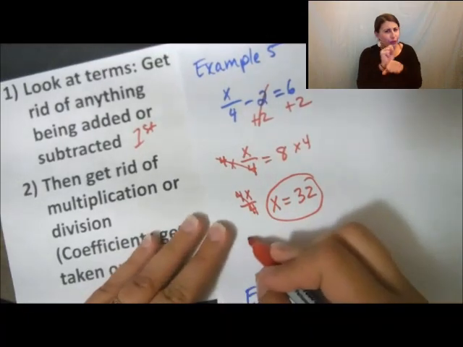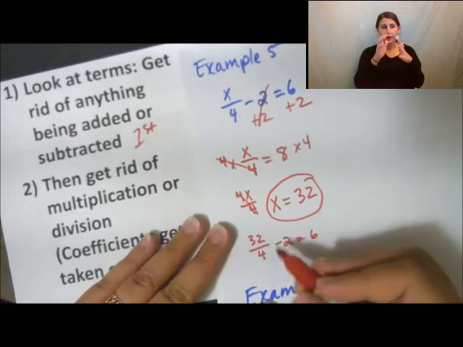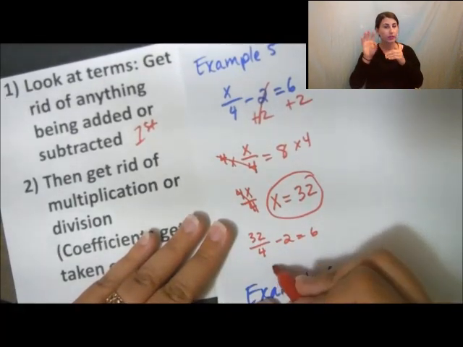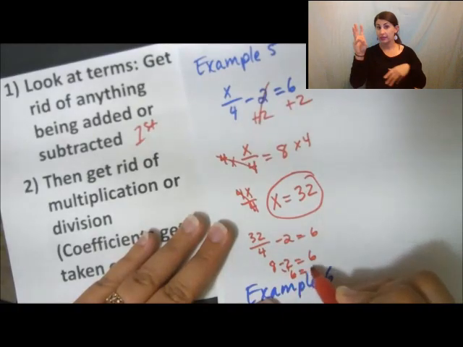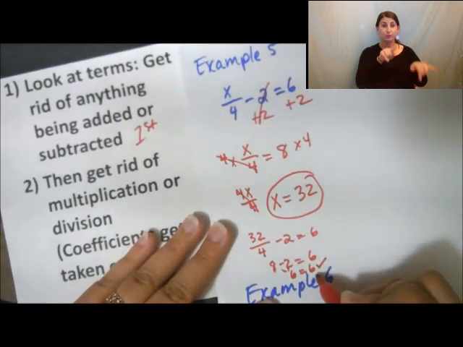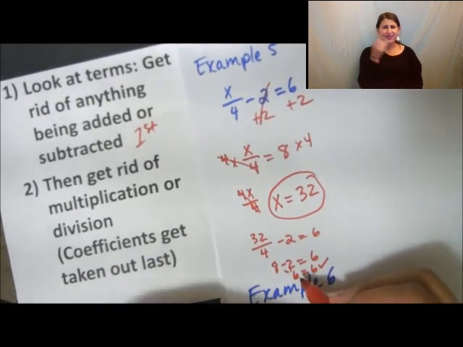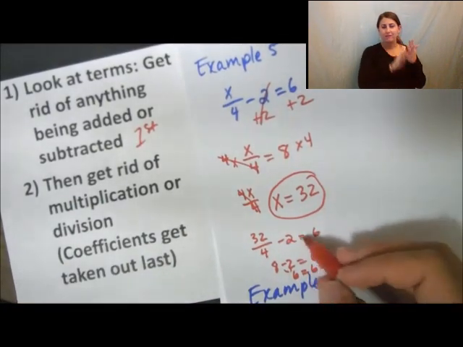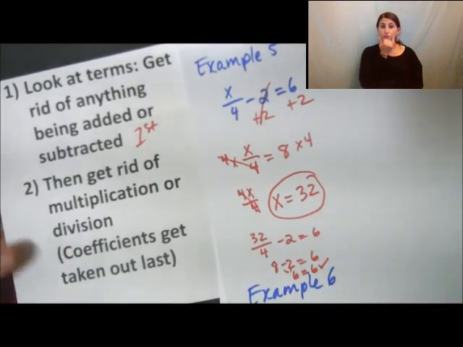Okay, and you can check your work by doing 32 divided by 4 minus 2 equals 6. Let's check. 32 divided by 4 is 8. Minus 2 should equal 6. 8 minus 2 is 6. 6 does equal 6. That's a true statement, so my answer is correct. Okay. If you got something like 5 minus 2 and you know you did this part correct, that means your answer, your solution was wrong. Okay.